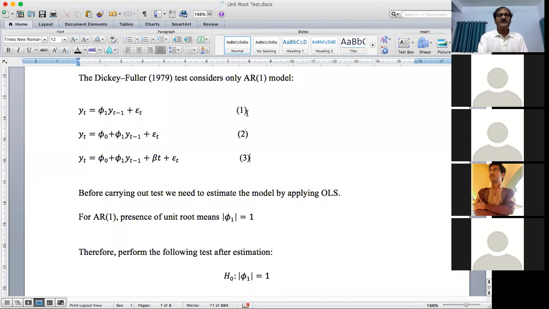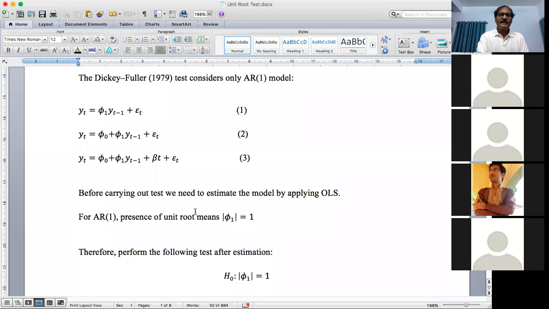After estimation, we have the value for phi1, estimated value for phi1. Or if we specify equation 2, we can find out the estimated value for phi1 in this case also. In equation 3, we can find out the estimated value for phi1. So before carrying out the unit root test, we have to estimate the model. So which model we have to estimate depends on the basic behavior of the series. And we can identify roughly the basic behavior of the series just by looking at the time path of the model. Okay.